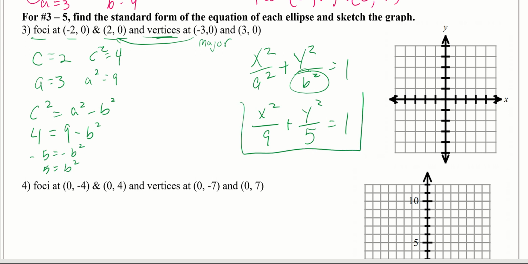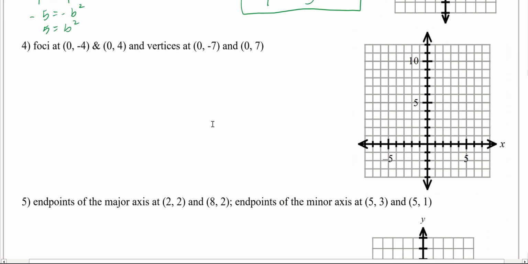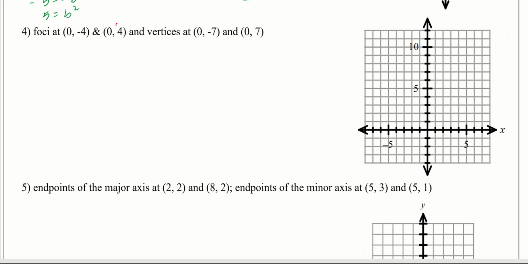So that would be the standard form of an ellipse with foci at negative 2 and 2, and vertices at negative 3, 0, and 3, 0. Cool. Okay, so number 4 here. Foci, same idea. We have a C value of 4. Now the vertice is something, right? It's 7. But is this going to be my major or minor axis?